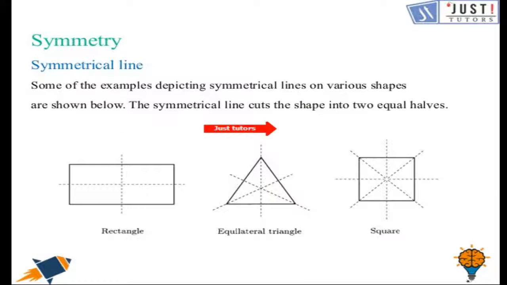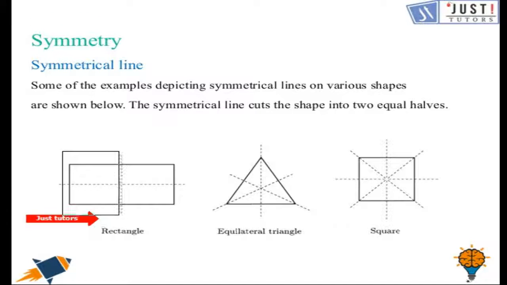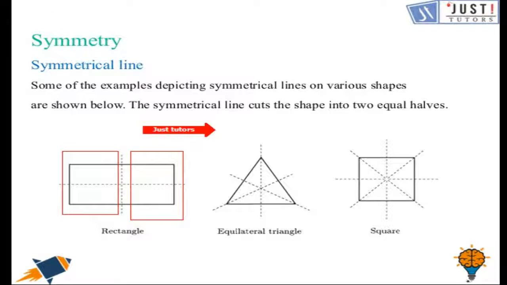As we have learned about symmetrical and non-symmetrical shapes, let's learn about line of symmetry or symmetrical line. Here we have some examples, and the symmetrical line cuts the shape into two equal halves. As we can say, in a rectangle we have two symmetrical lines, horizontally and vertically, and they have divided the rectangle in two equal halves like this. And it shows that we can have more than one symmetrical line. As in an equilateral triangle we have 3 symmetrical lines, and in a square we have 4 symmetrical lines.